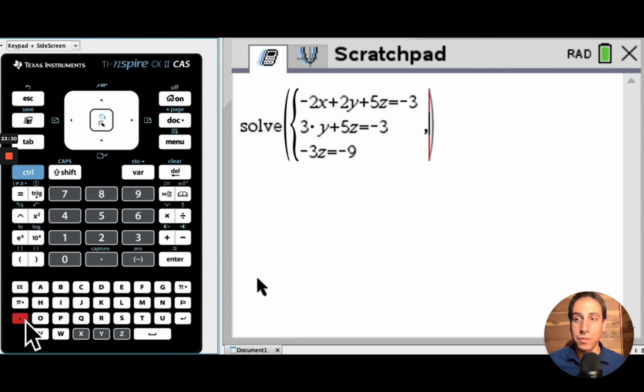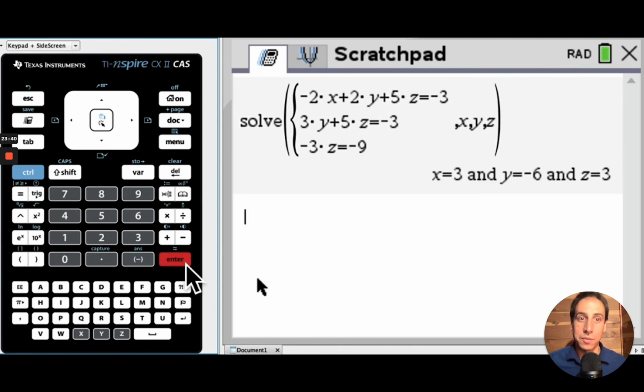What are we solving it for? Comma x. Very important. If you don't do the comma x, comma y, comma z, it's not going to know what solutions to give you. Let's press enter, and that's what we get. It tells you x is equal to 3, y is equal to negative 6, and z is equal to 3.